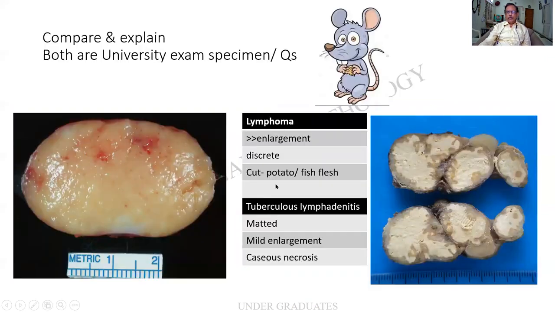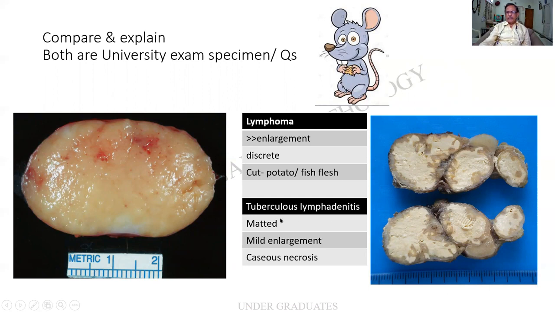So between lymphoma and tuberculosis, both are questions for you people, both are specimens for you people. How do you distinguish? Lymphoma, there is a greater enlargement, they are discrete, there is no matting, cut potato appearance or a fish flesh appearance. Tuberculosis, again, the nodes are matted. I find that they are adherent to each other. This is because of perinodal fibrosis. Perinodal fibrosis holds the nodes together.